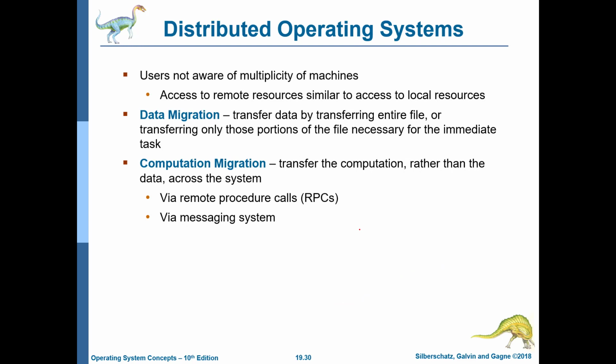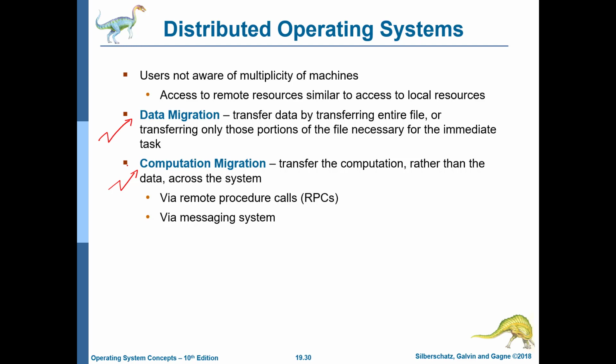In a distributed operating system, as we have seen, users are not aware that there are actually multiple machines, which means that we need to support two features: data migration and computation migration. In data migration, across machines, we transfer either files or portions of files to ensure that I perceive a single file system. Even though I may have hundreds of machines, I actually perceive a single file system.